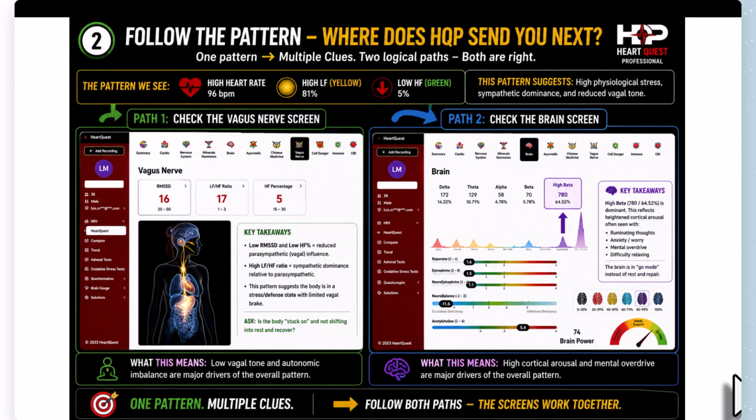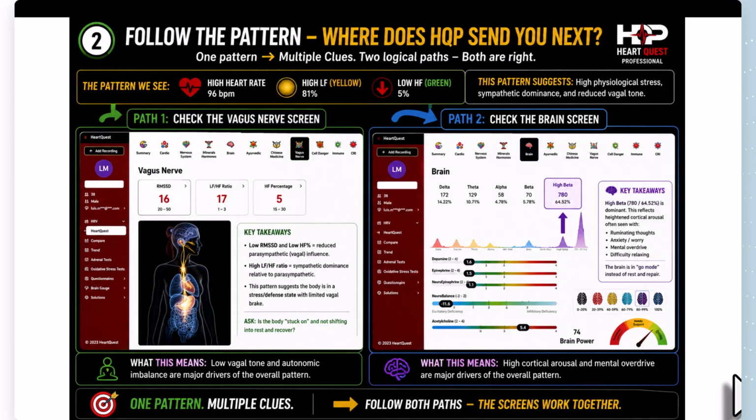So let's follow this pattern. We kind of see that. I want a little bit more detail. So let's look at what we see here. Well, on your HeartQuest, you have the vagus nerve screen. On the top, you could click that icon. And you can see that this person has all 3 of the parameters there in red.